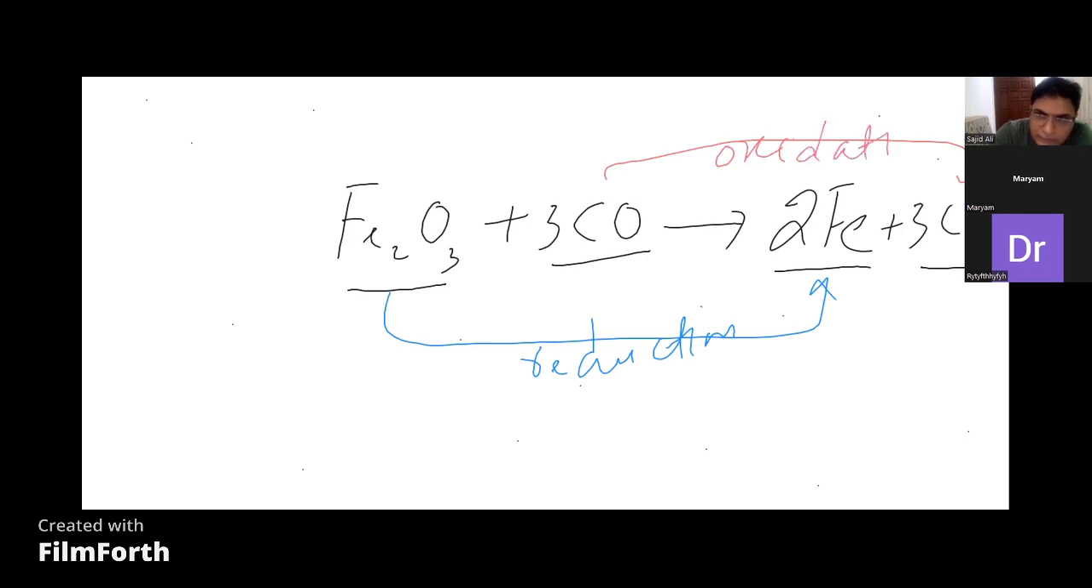So in this reaction, iron 3 oxide has been reduced by the loss of oxygen, whereas carbon monoxide has been oxidized by the gain of oxygen. So oxidation and reduction are taking place simultaneously. Hence, it is a redox reaction. Clear? Okay, Abdullah. Mariam, is it clear? Yes, sir. Okay, good.